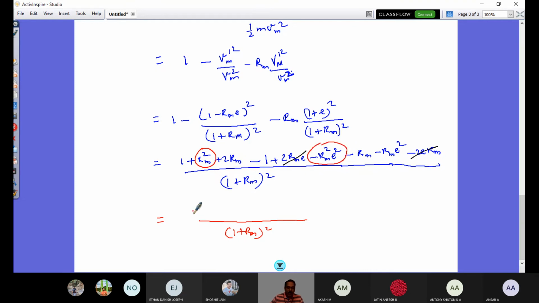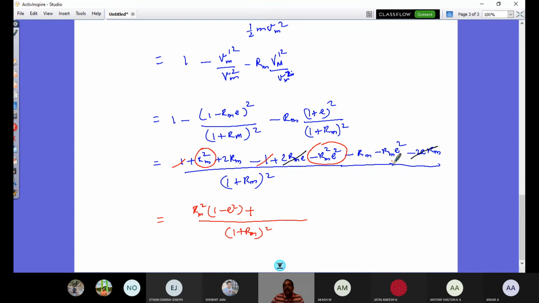So if I take Rm squared out, what do I get? I get 1 minus E square. So these two terms are first used. Then plus, I'm going to take the remaining terms. What are those terms? You look here, this 1 is there and this 1 is minus 1. That is also cancelled. So 2Rm minus Rm is going to be Rm minus Rm into E square.